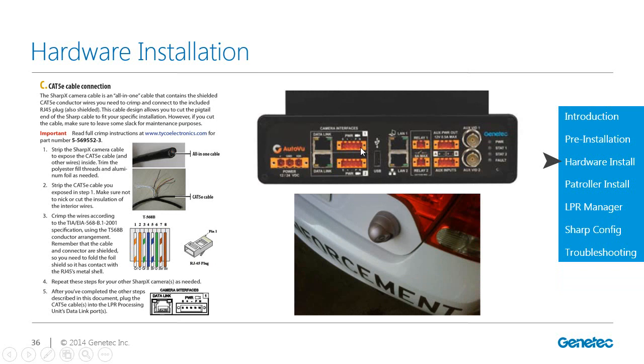Now if you're going to be using wheel imaging cameras, these connect on the right side of the unit here, and we just need to basically follow the same instructions in the guide for hard mounting the SharpX cameras and installing the wheel imaging cameras as well.